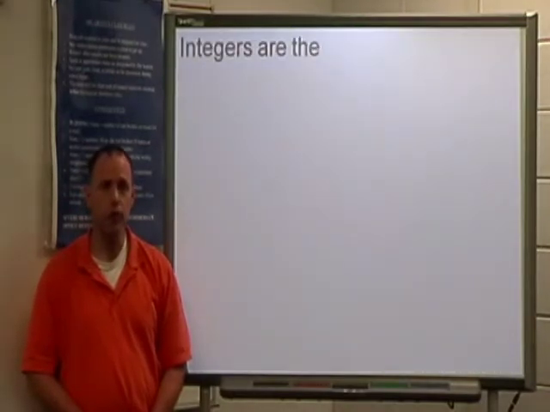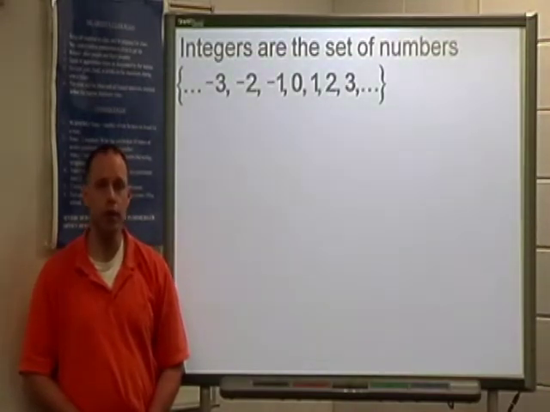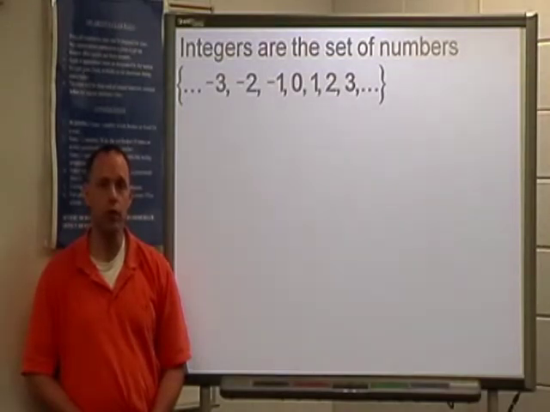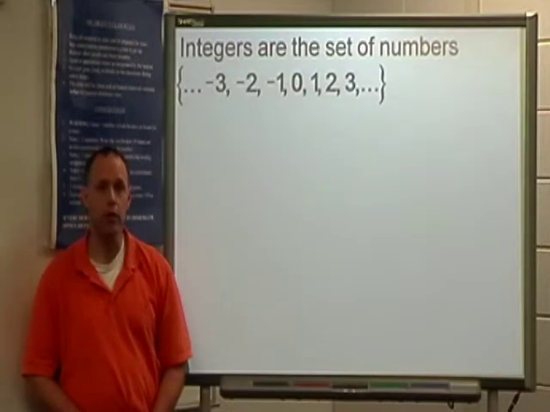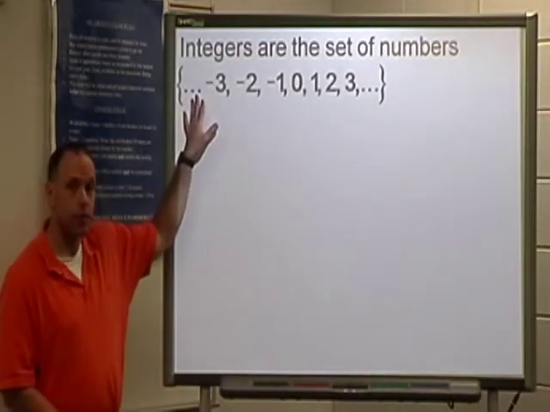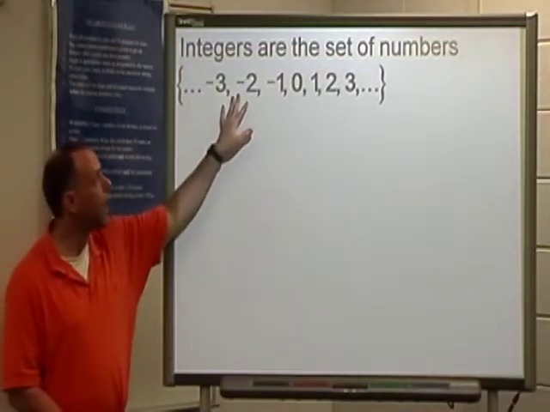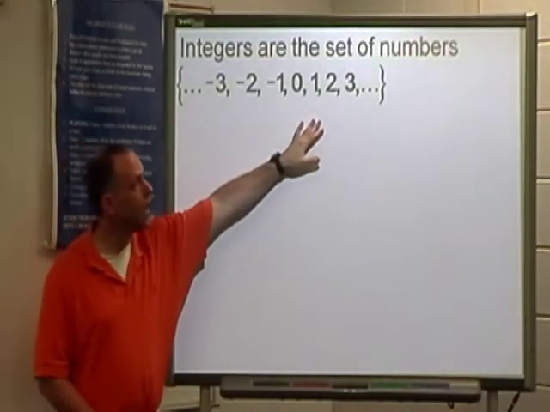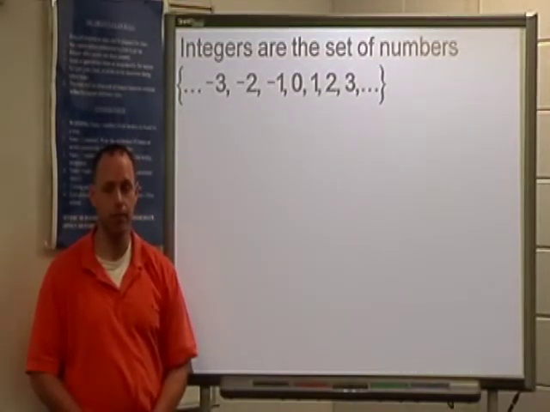Now, before we actually start using the bean counters to represent integers, let's remind ourselves of what the integers are. The integers are the set of numbers 1, 2, 3, 4, 5, their opposites, -1, -2, -3, and the number 0. If I write that using set notation, the 3 dots at the beginning indicate that the integers do not have a beginning point. I have some numbers that are integers, and I finish up with 3 dots to indicate that the integers have no ending place either.